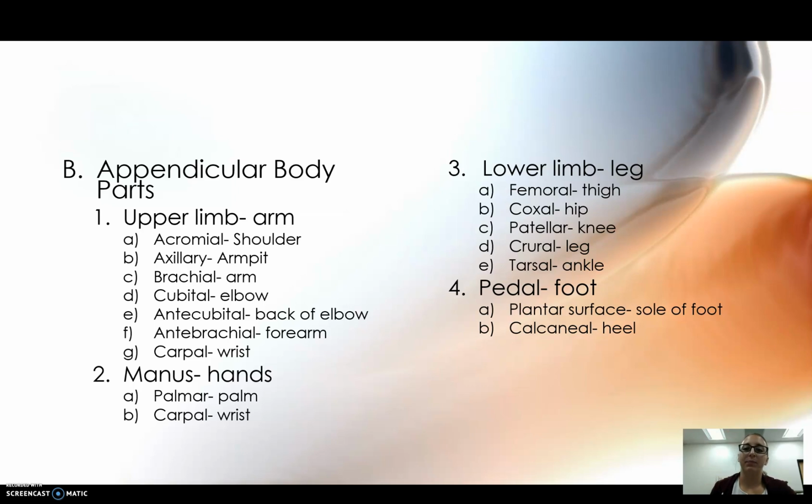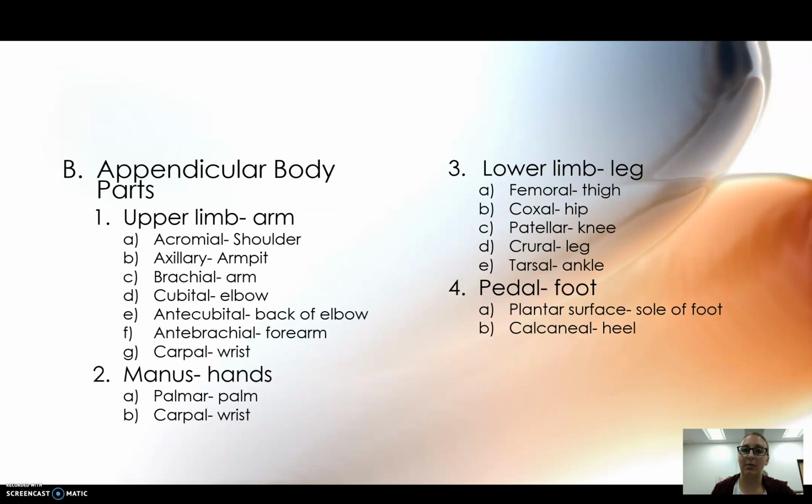The lower limb: femoral is your thigh. Coxal is your hip. Patellar is knee, named so because of the patella bone, which is your kneecap, and your patella tendon. Crural is leg, so that's like your calf area. And then tarsal is ankle.